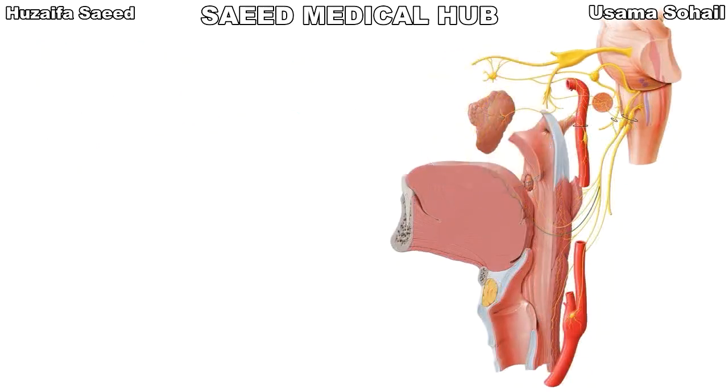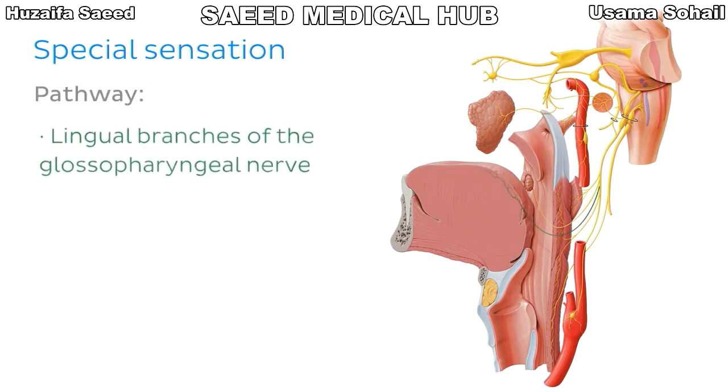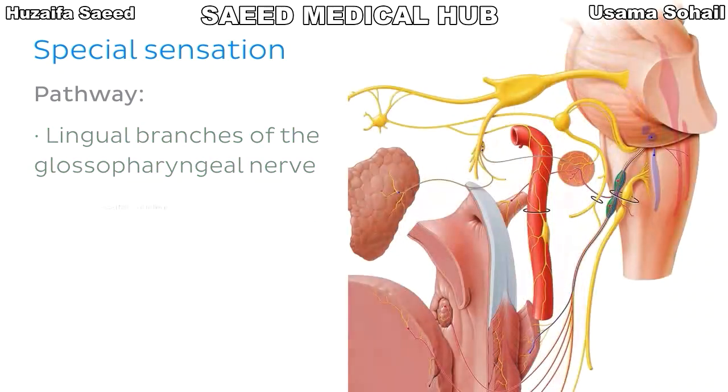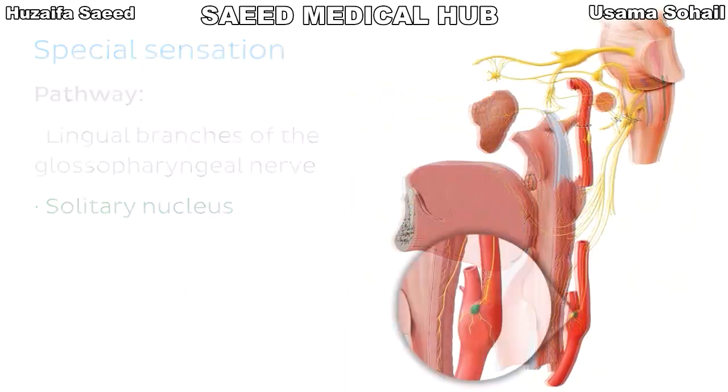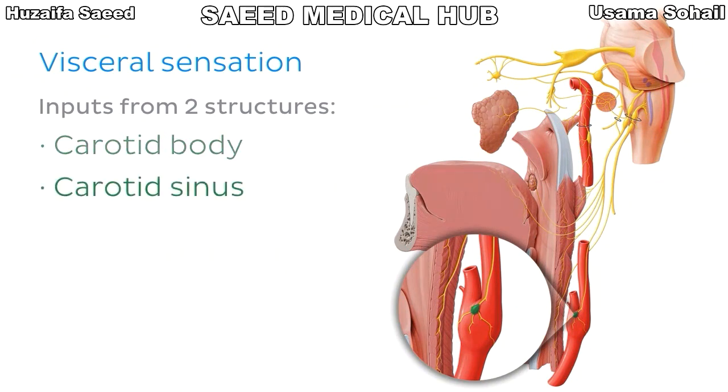Then we looked at the structures involved in special sensation and saw the involvement and connection of the lingual branches of the glossopharyngeal nerve and their path to the solitary nucleus. We went on to talk about the visceral sensation, where the glossopharyngeal nerve receives input from two structures, the carotid body and the carotid sinus.